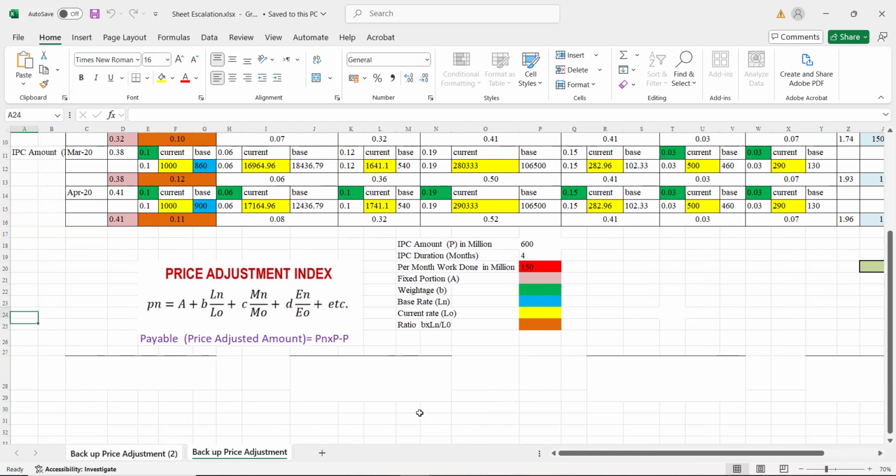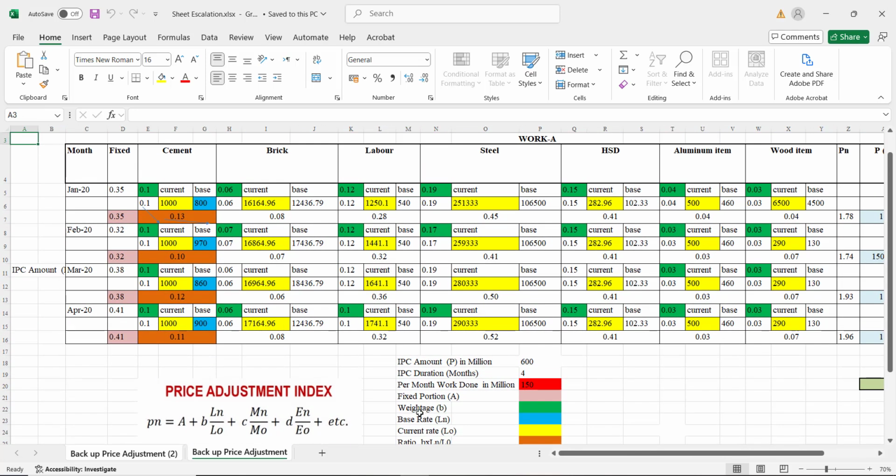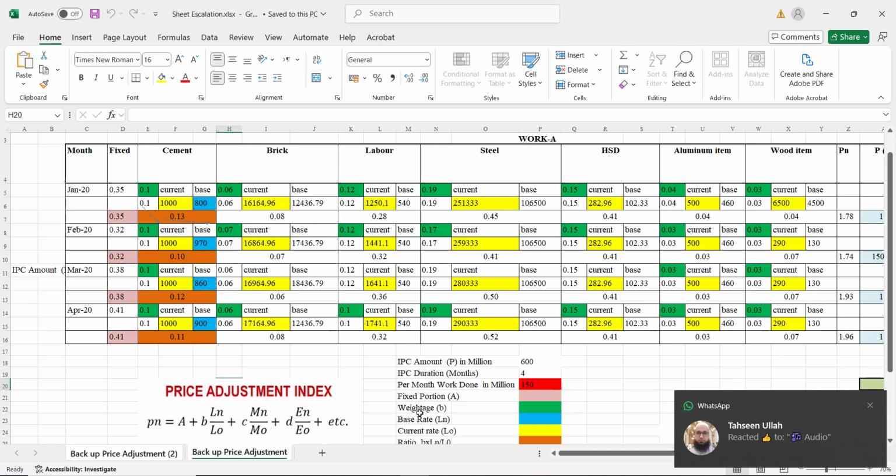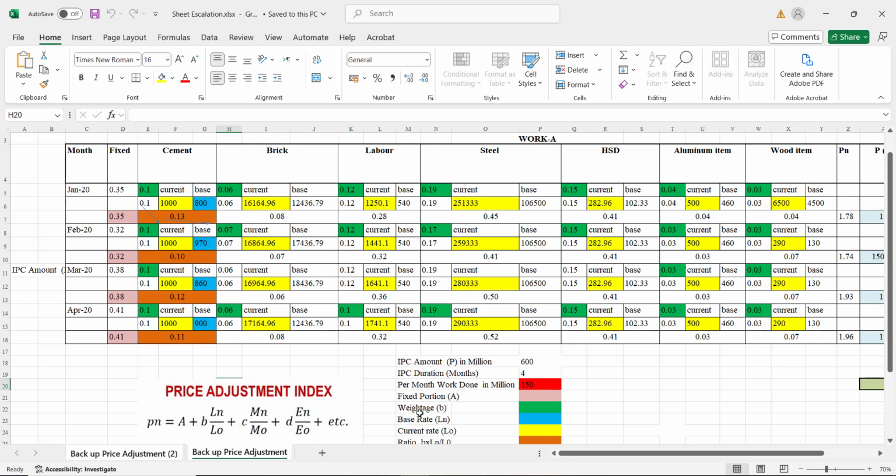Today, our topic is very important and very practical. One of the most used topics in the field of civil engineering: price adjustment. We have already prepared another lecture on price adjustment, and we have shared its importance and meaning and its uses in civil engineering in the field of construction. Today we will produce a sample sheet showing how price adjustment is calculated.